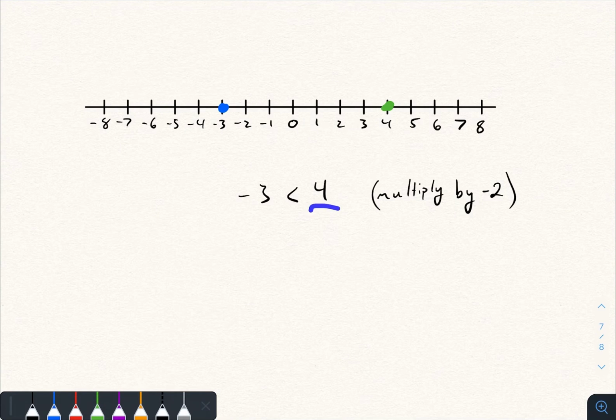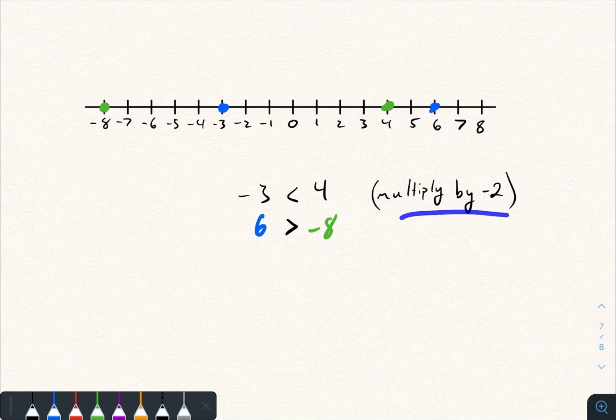Well, 4 times negative 2 is equal to negative 8, and negative 8 on the number line is going to be all the way over here. And negative 3 multiplied by negative 2 is equal to positive 6, and positive 6 appears all the way over here on the number line. And so all of a sudden, this inequality is being flipped. Before, the blue was to the left of the green, but now the blue is to the right of the green. So positive 6 is bigger than negative 8. You can see that visually over here.